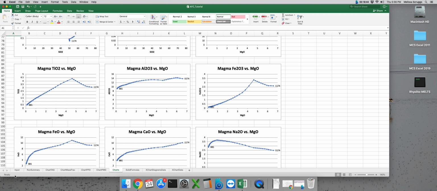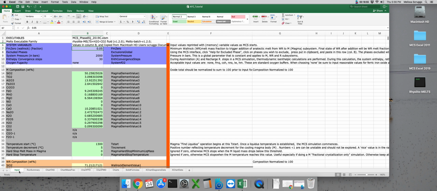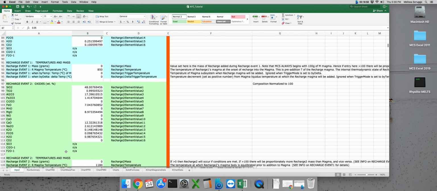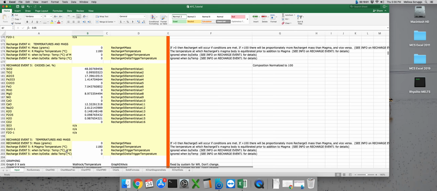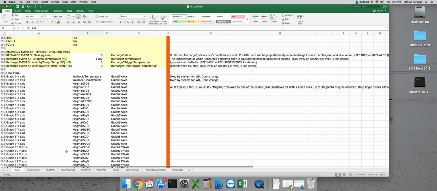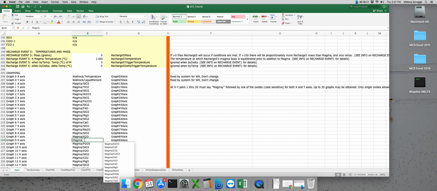Let's say, for example, that you want to look at how the major elements vary with weight percent H2O. When you're putting together the MES input file, scroll down to the very bottom. I can show you here using the input tab. If we scroll down to the very bottom, down past the 5th recharge event here, you can actually change what the axes are in each plot here in row B. So instead of saying magma SiO2, you would put that to magma H2O. And that would be your new x-axis for graph 9.